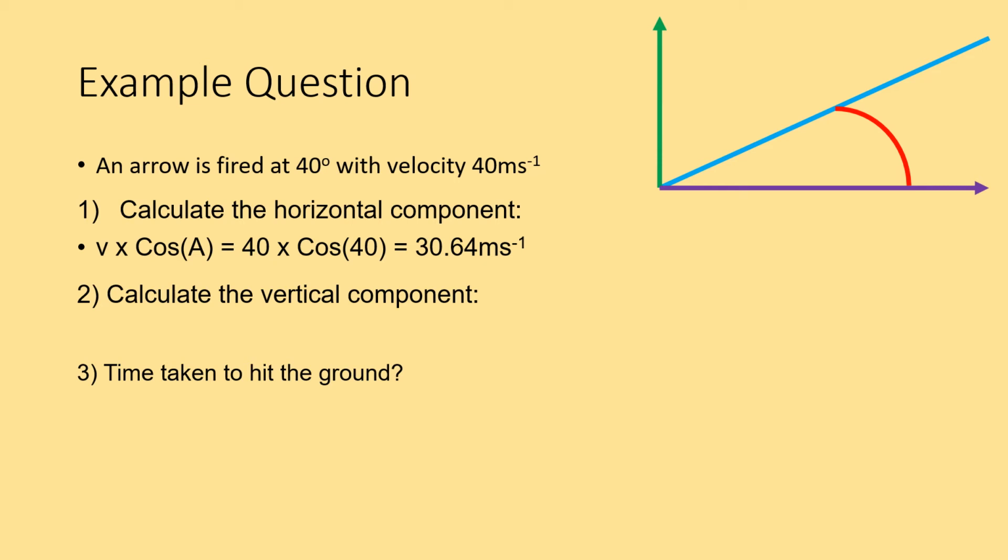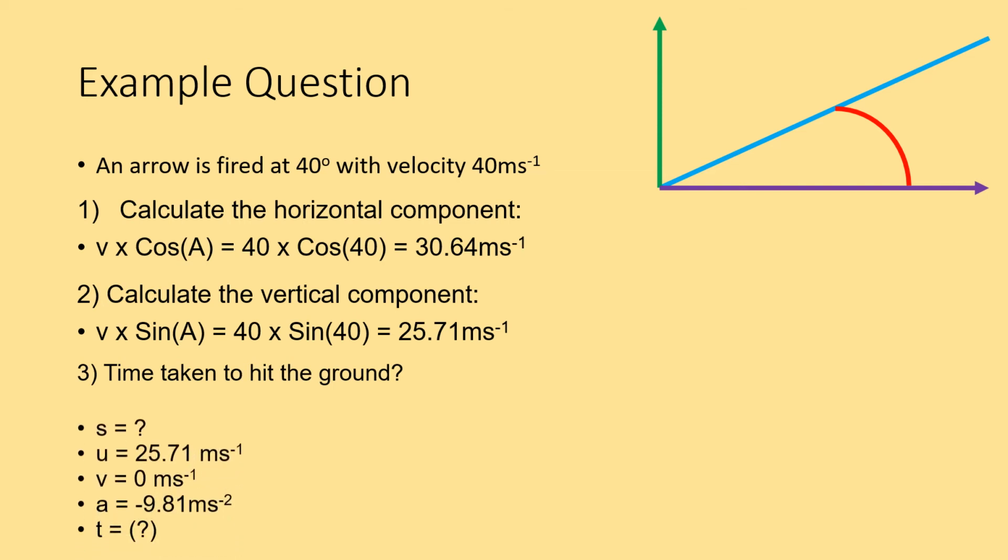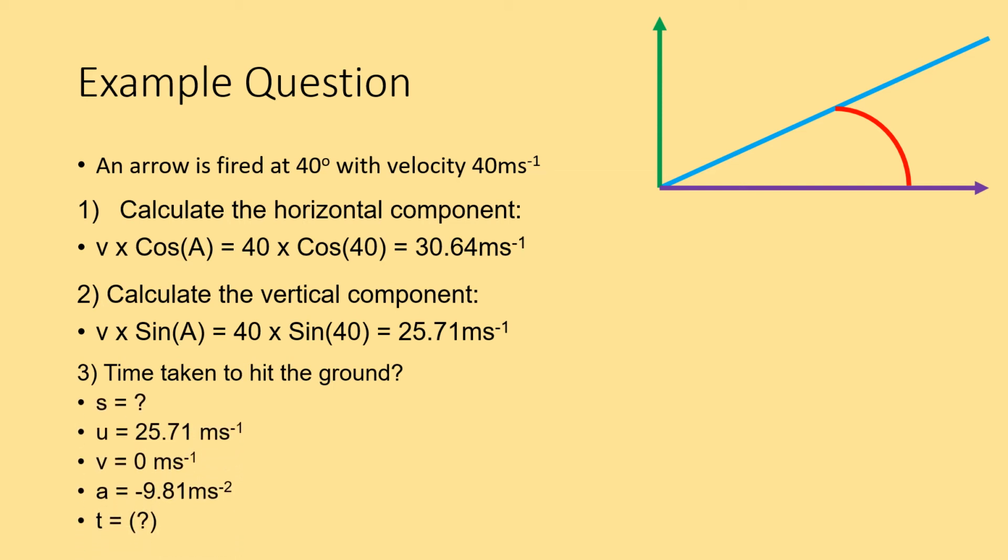V cos A equals 40 cos 40, which gives you 30.64 meters per second. That's in the horizontal component. The vertical component then, it should be no surprise that we're going to use sine. V sine theta is 40 times sine 40, gives you 25.71 meters per second. Now we write our SUVAT down and we look at what we do and don't know. We don't know what the displacement is. We're not going to know what the displacement is. We know what the initial velocity is in the vertical direction.